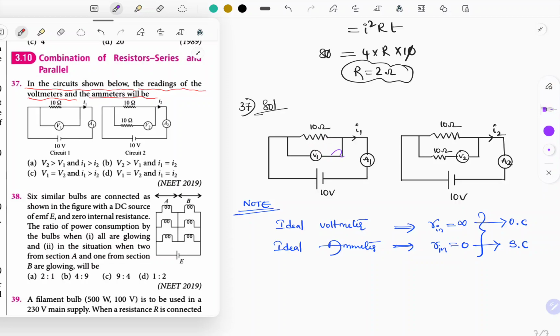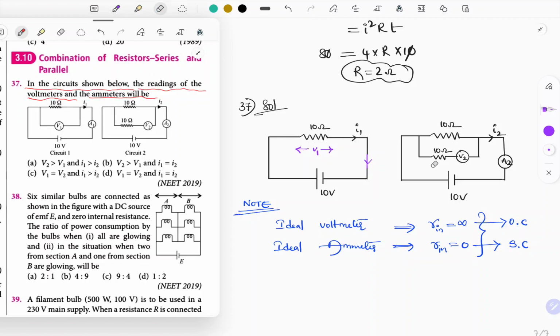So here in circuit 1, this voltmeter V1, I can replace it with an open circuit. Voltage across the 10 ohm resistance is nothing but V1. Similarly, this ammeter you can replace with a short circuit. This is how it is. So whatever current is flowing through this ammeter is equal to I1. Okay, so that's the meaning here.